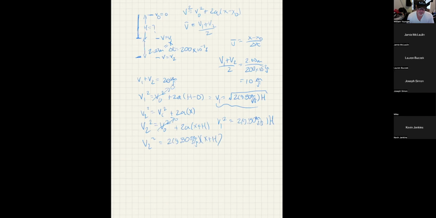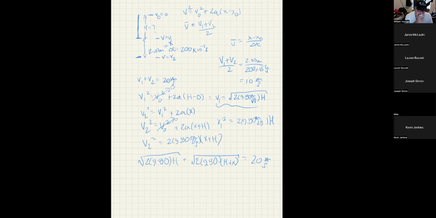So let's try plugging this in. I'm going to say square root of 2 times 9.80, I'm going to leave off the units right now, times h, plus the square root of 2 times 9.80 times h plus x, which the x we know, is equal to 20 meters per second. I said I was going to leave the units off, but I ended up not doing it there. Okay, so I've got that.